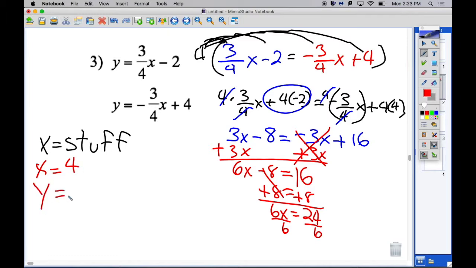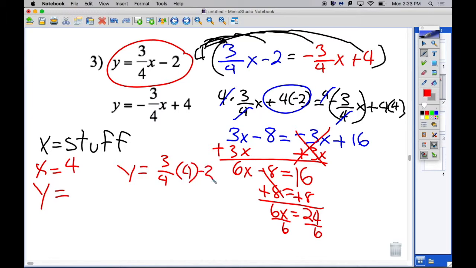What's y equal? So I'm going to plug it into this equation. I'm going to say y equals 3 over 4 times x, but what are we going to use for x? 4. Minus 2. So what's 3/4 of 4? It's just 3. These 4s cancel. It's like 4 over 1, and the 4s cancel, so you get 3 over 1, which is 3, minus 2.